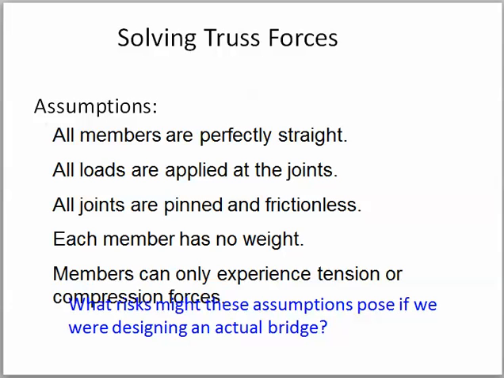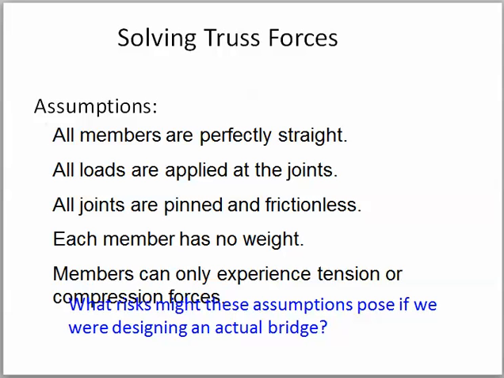All right, solving truss forces. Assumptions: all members are perfectly straight. All loads are applied at the joints. All joints are pinned and frictionless. Each member has no weight, and members can only experience tension or compression forces. These assumptions are ones that we're going to make every time we're doing our calculations. Automatically, these are the assumptions we make.